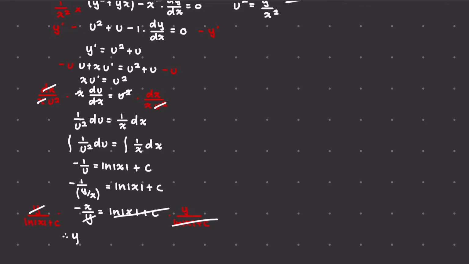And so our final solution is y equals negative x over ln of x plus c. And this is our final answer for example number 2.